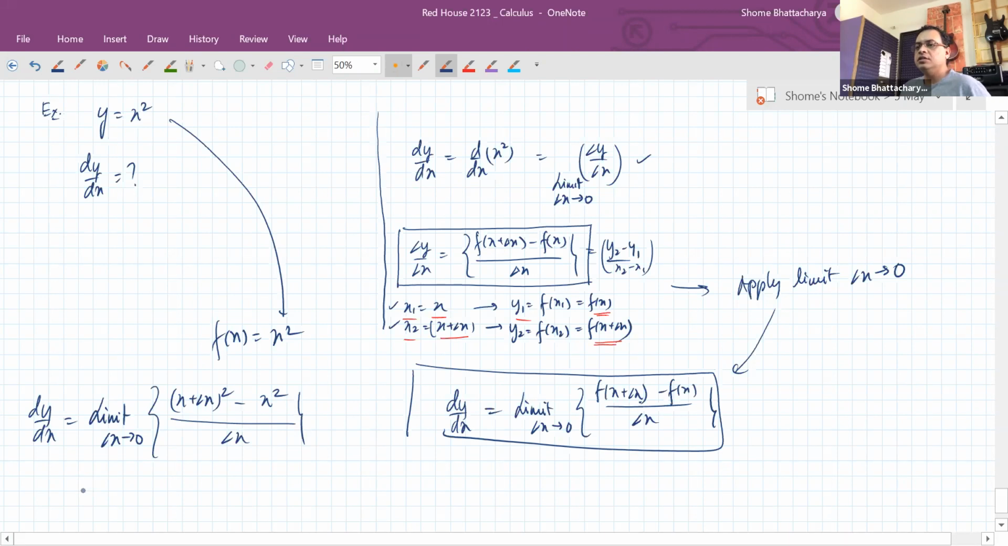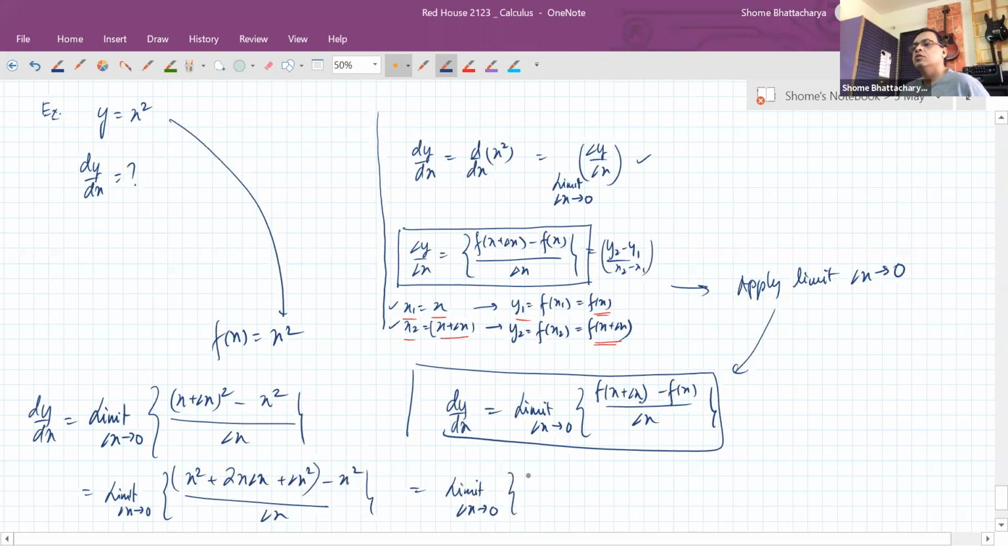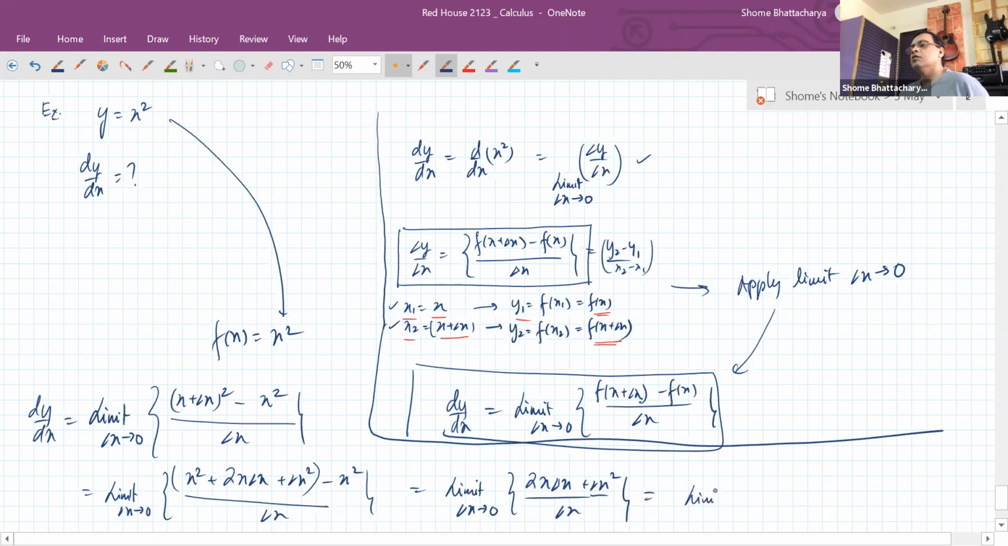Now expand this and solve it algebraically a little. So this becomes x square plus 2x delta x plus delta x square minus x square, divided by delta x. Further this becomes limit delta x tending to 0 of 2x delta x plus delta x square divided by delta x. So next thing we can do is take delta x common. This is a very critical step I'm coming to next. When I take delta x common, in the numerator I'm left with 2x plus delta x.